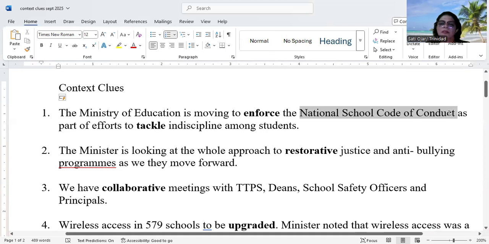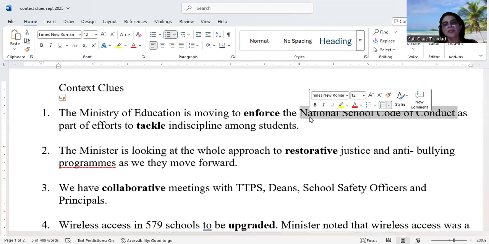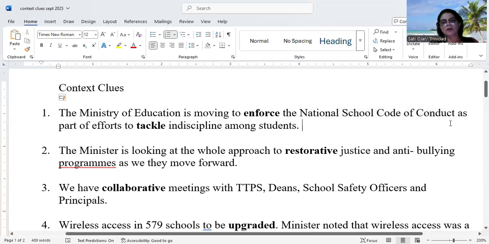Okay, I'll tell you what it means. It means that we have rules that are to be followed. All of you will soon go to secondary school, right? Conduct is behavior. Code of conduct is telling you how to behave. National School Code of Conduct is telling you the rules of the entire country, what is allowed in schools and what is not allowed, right? So the Ministry of Education is moving to enforce the National School Code of Conduct as part of its efforts to tackle indiscipline among students.